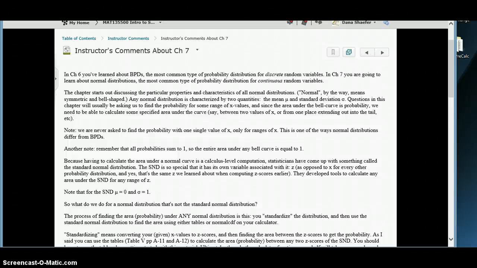We've made it to chapter 7. So we want to continue on, and in chapter 6 we talked about discrete variables, and in chapter 7 we're going to learn about continuous variables, and therefore we're going to use the normal distribution.